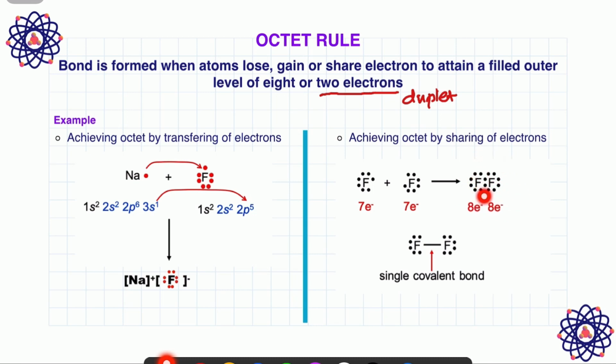Then you can see that between these two atoms, they are sharing 2 electrons, equivalent to 1 single covalent bond. So the total electrons in each atom in the molecule for this fluorine is 8 electrons, including the electron that is shared with another F atom. So there are 2 ways to achieve the octet configuration: by transferring of the electrons and sharing of electrons.